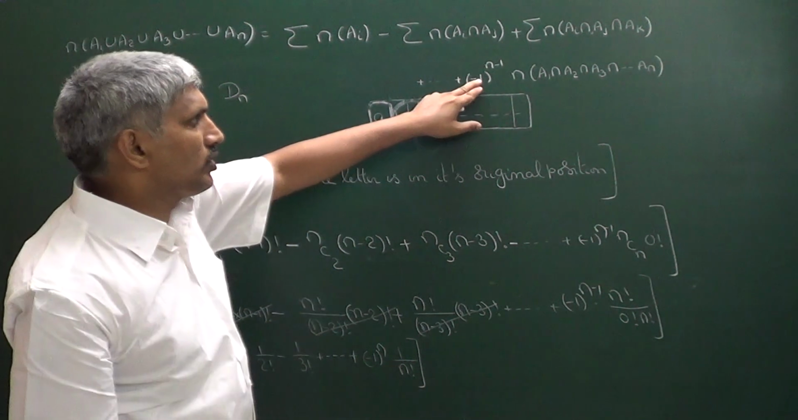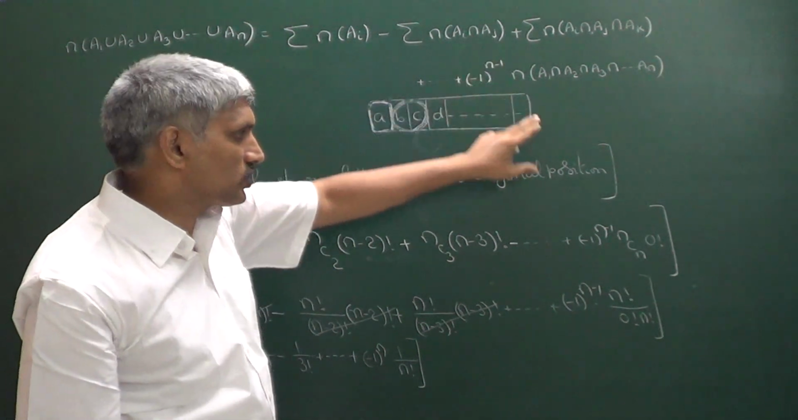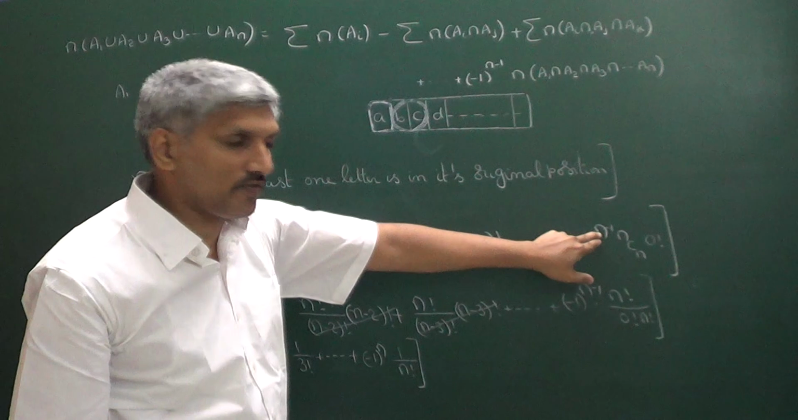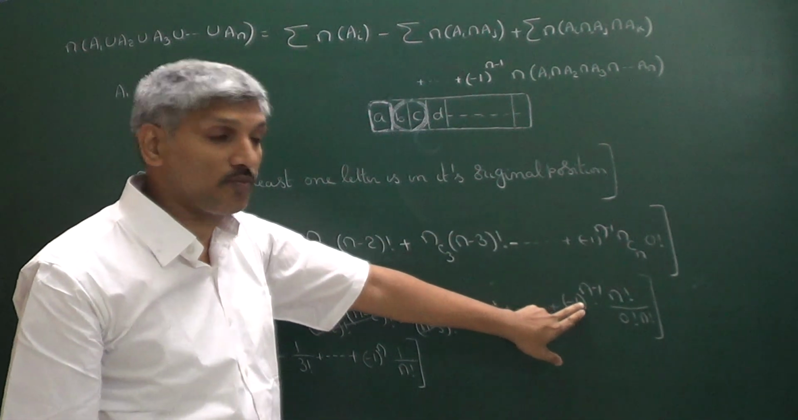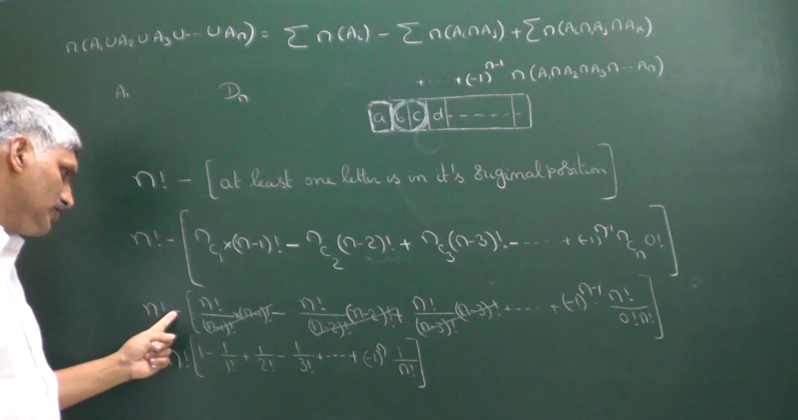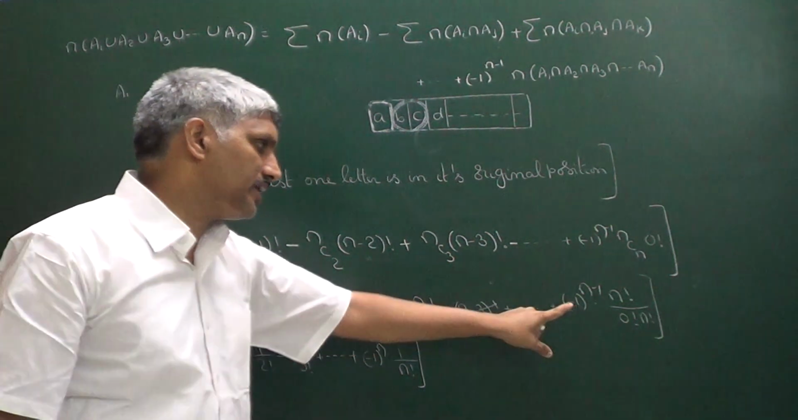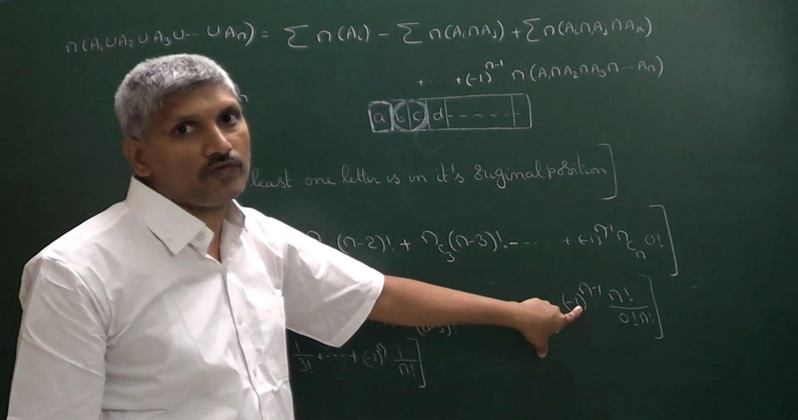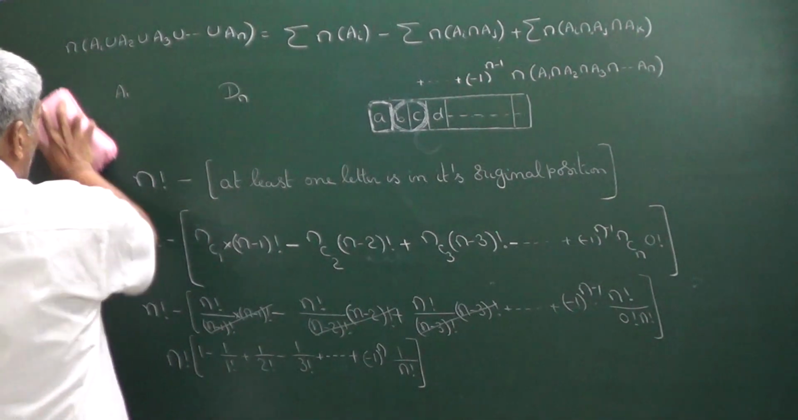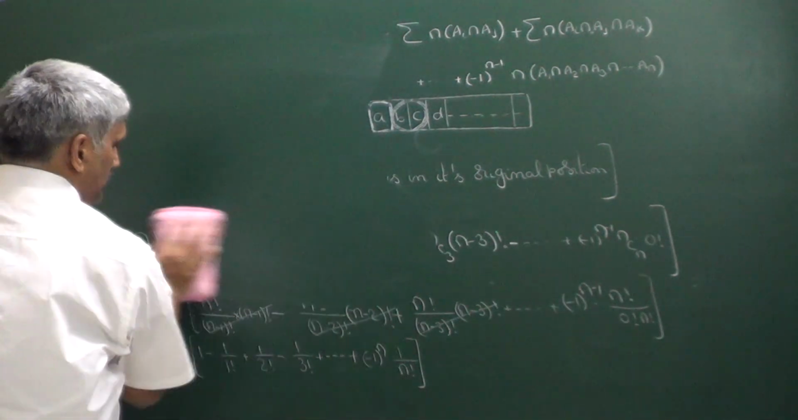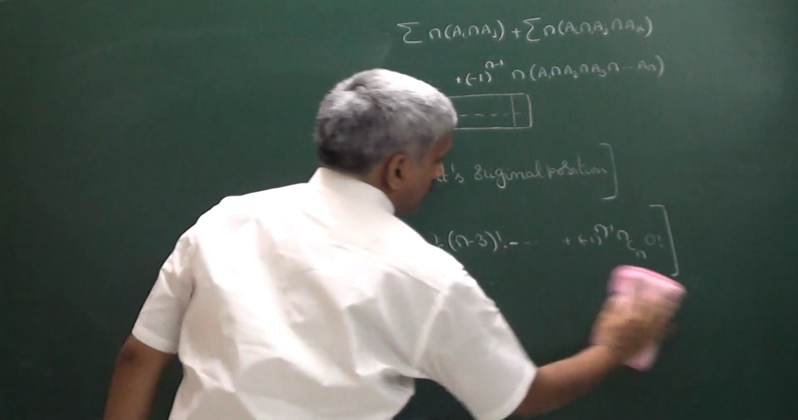So here minus 1 whole to the power of n minus 1. That's why here also minus 1 whole to the power of n minus 1. Here also minus 1 whole to the power of n minus 1. Because when we are multiplying minus inside, here you will get minus 1 whole to the power of n. Okay. So that is about the derangement principle.